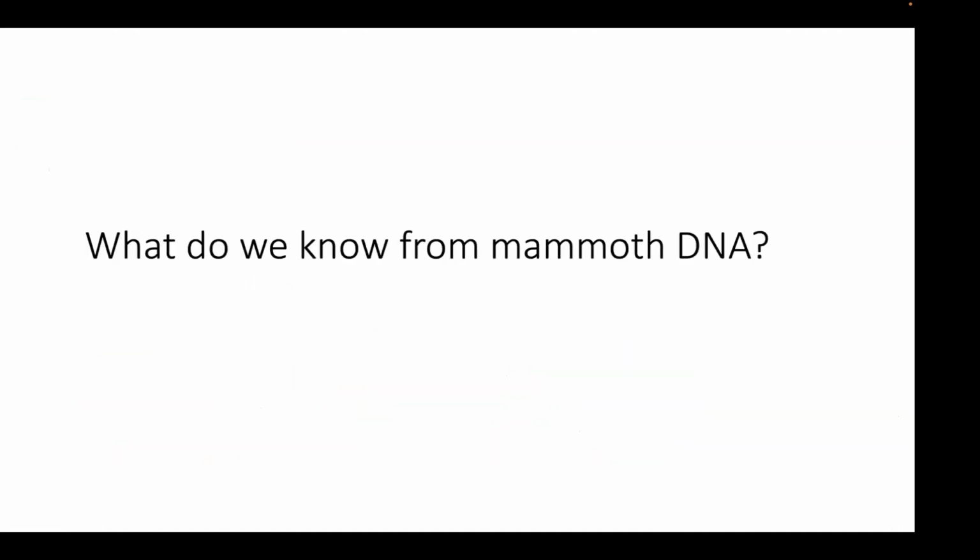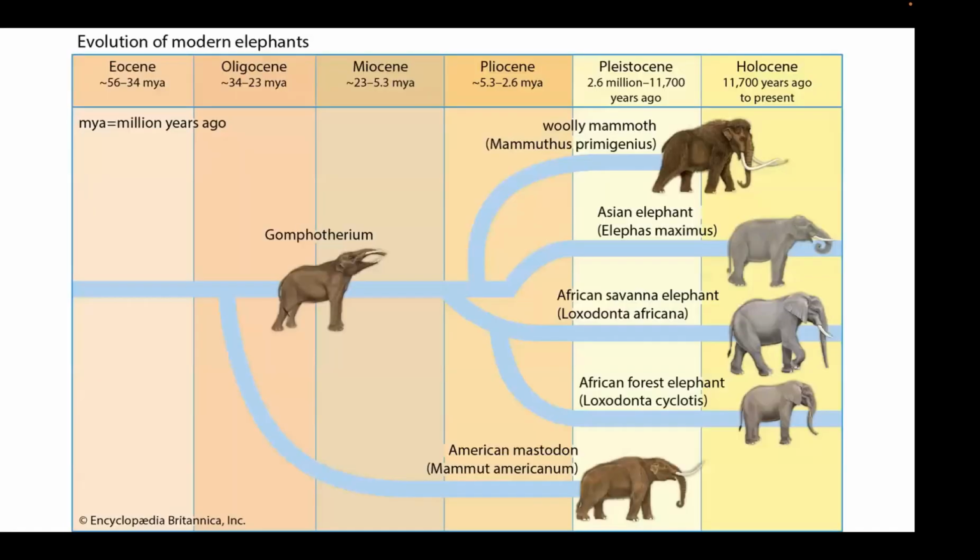So what do we know from mammoth DNA about these different species? The science of DNA has expanded in the last 20 years, so what have we found about the genetics of the mammoth? Using mammoth DNA, you can trace different branches of the family. We know that the woolly mammoth branched out from a close relative of the Asian elephant. The Asian elephant is currently the closest species to the woolly mammoth.